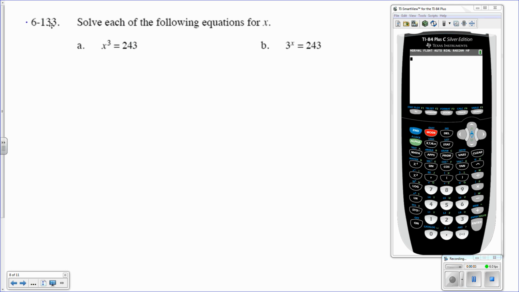Problem 6-133. Solve each of the following equations for x. Letter A. X to the third equals 243. Let's go ahead and solve that equation first.